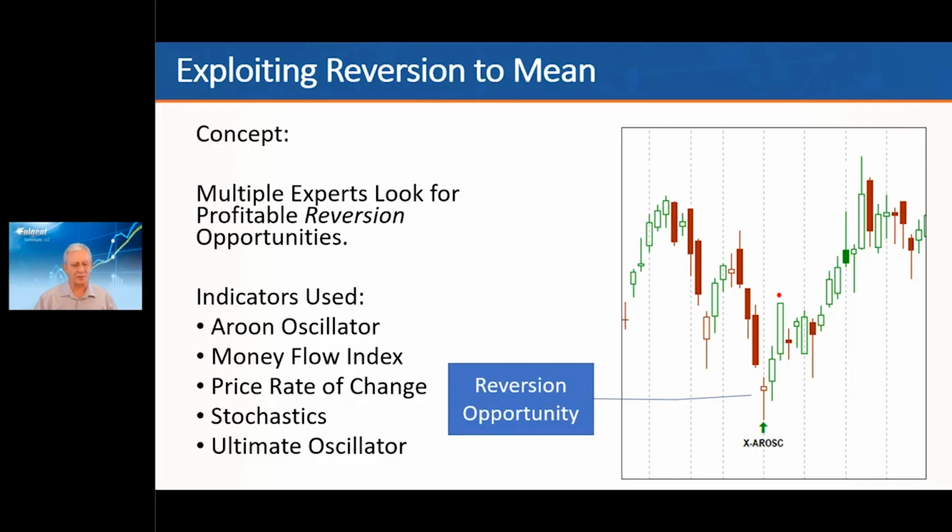This particular one was found by the Aroon oscillator. We also use money flow index, price rate of change, stochastics, and the ultimate oscillator, that's Williams ultimate oscillator. These are 5 different indicators that form the 5 experts in the X Suite. So it's the expert suite, the X Suite.